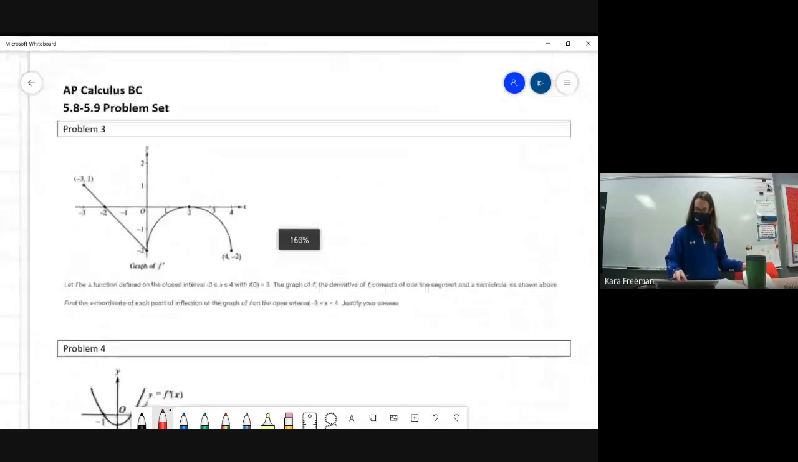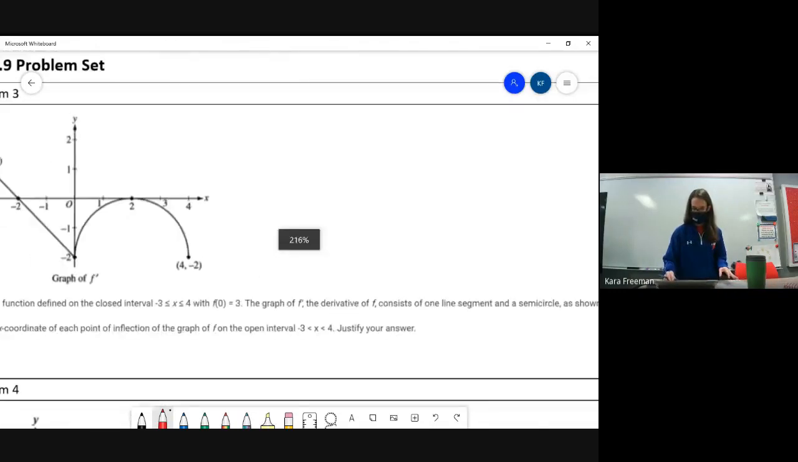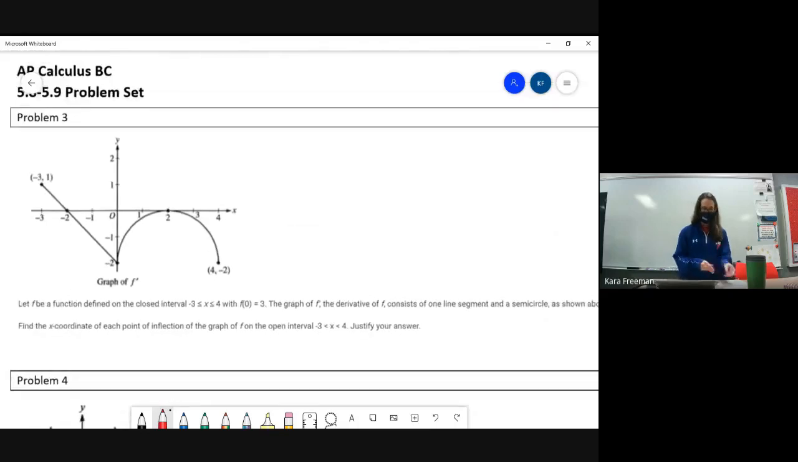I want y'all to read this. I want you to think about it. Write down what you think your answer is, and then we'll see how you did. Don't worry about justifying right now. We'll write all that down. Right now, I just want you to think, what are the x coordinates for the points of inflection of f?